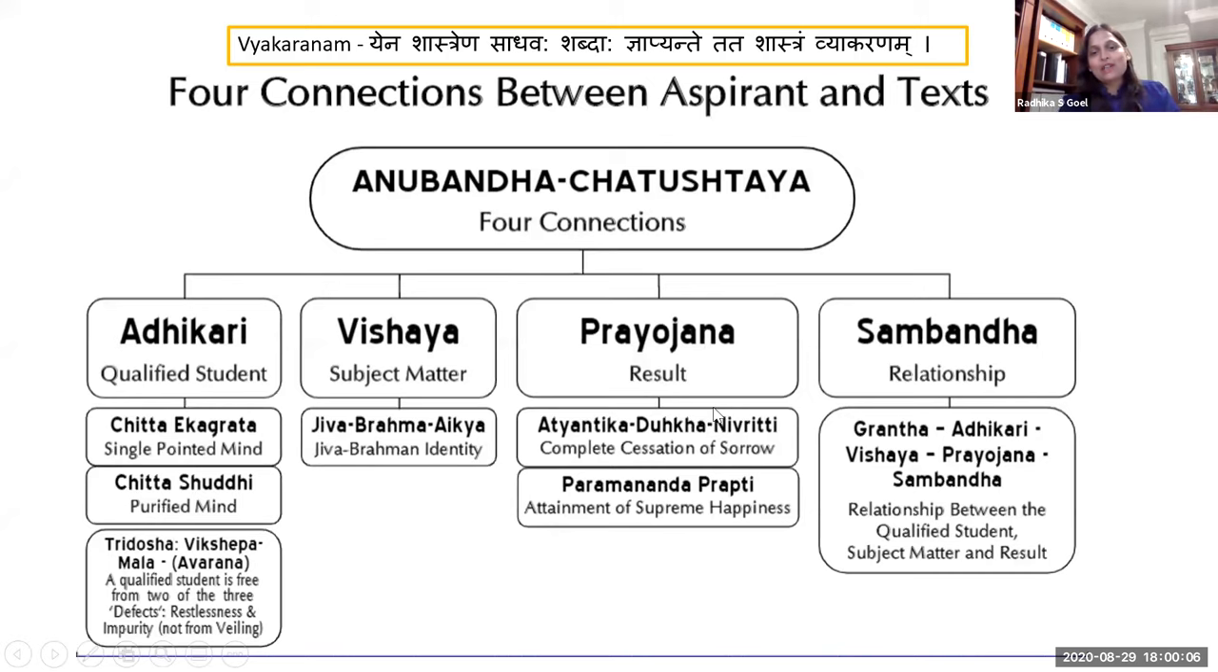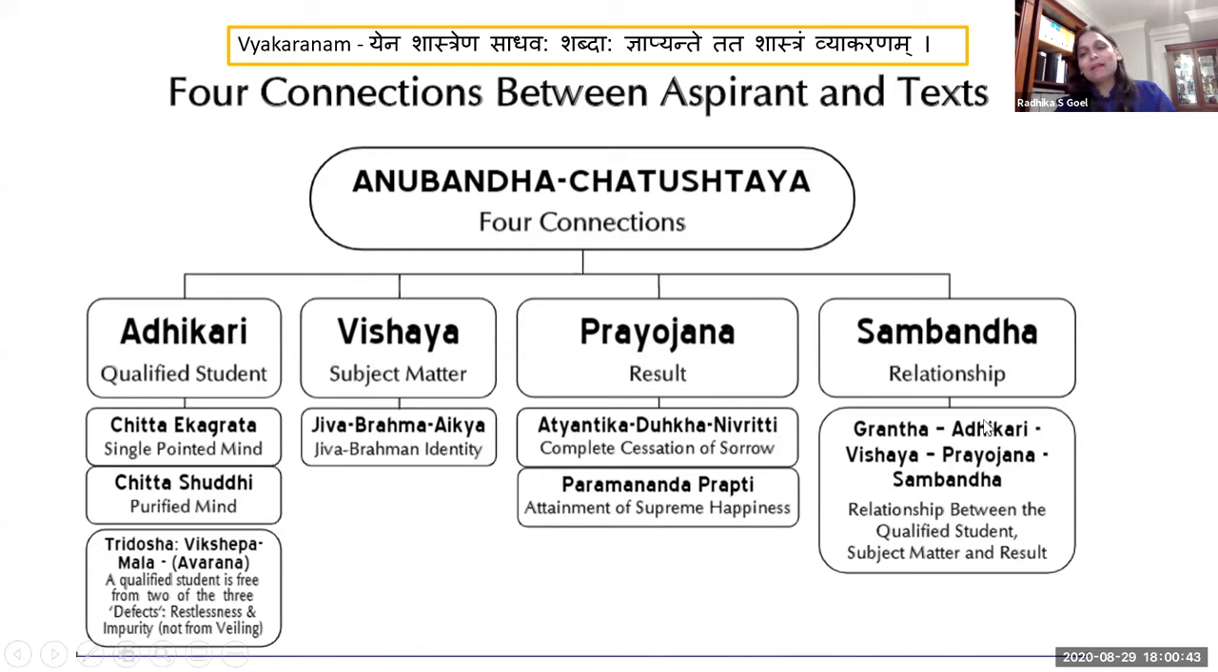And then the Prayojana, or what is the result. I like to say that these two prayojanas pretty much cover anything and everything under the sky. Atyantika dukkha nivritti, this is for Nyaya Shastra. It is complete cessation of sorrow, not just a temporary cessation of sorrow, but complete cessation. And then there is paramananda prapti, which is attainment of supreme happiness. All the purusharthas, anything will fall in this prayojana. And of course, moksha is the most qualified.